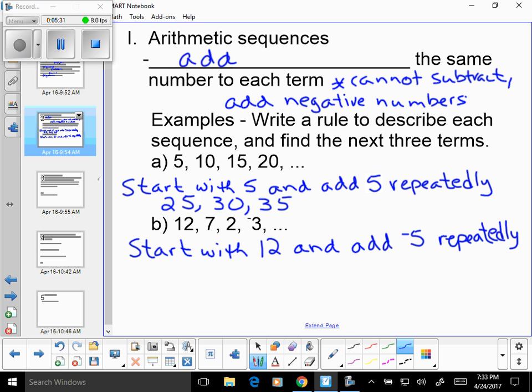Now I need my next 3 terms. Well, negative 3 plus negative 5 is negative 8. If I add negative 5 to that, I'll get negative 13. And if I add negative 5 to negative 13, I get negative 18. Notice that in this lesson, we're going to be going all the way back to what we did in chapter 1 this year of integers.